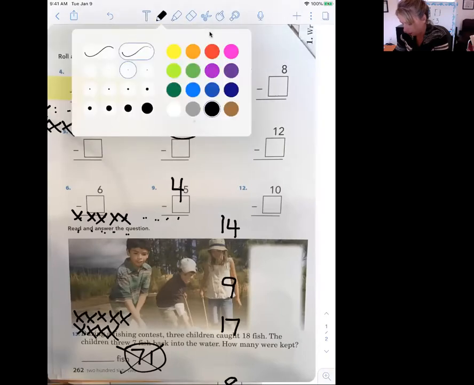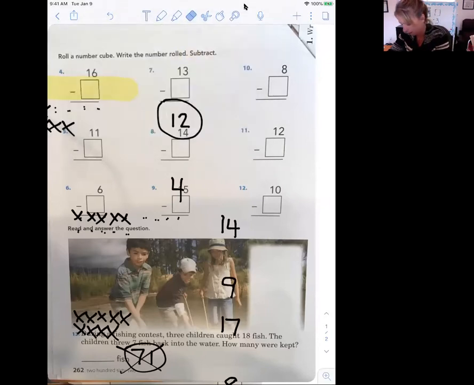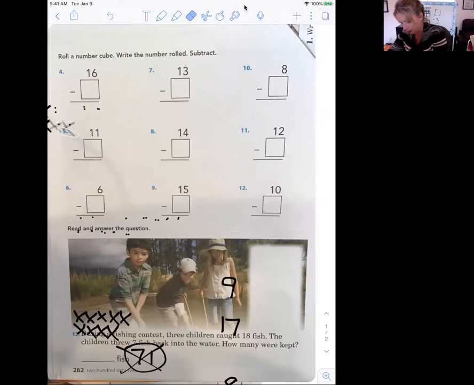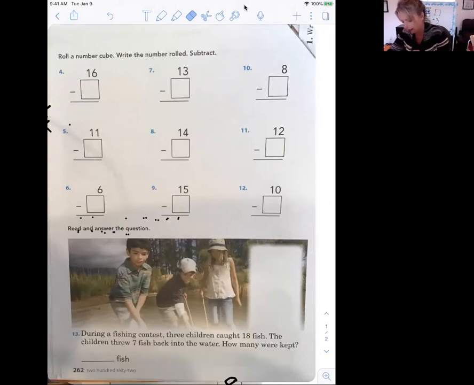Okay, there we go. Miss Bartolome is still learning how to do this, but I think I got it for the most part. I wanted to erase this side.